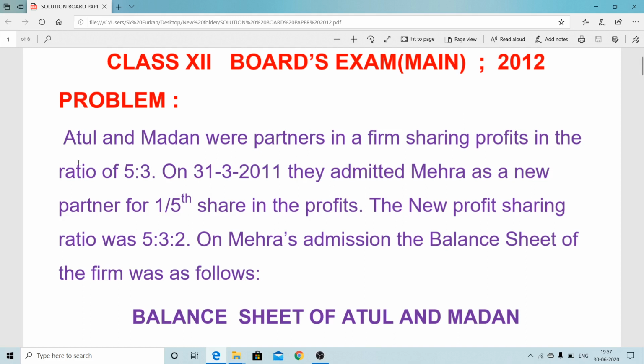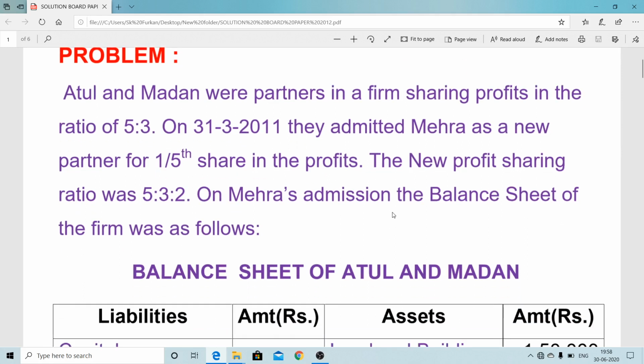Let's see the problem. Atul and Madun were partners in a firm sharing profit and losses in the ratio 5:3. On 31st March 2011, they admitted Mehra as a new partner for 1/5 share in the profit. The new profit sharing ratio among the partners was 5:3:2. So here the old ratio is provided and the new ratio is provided.